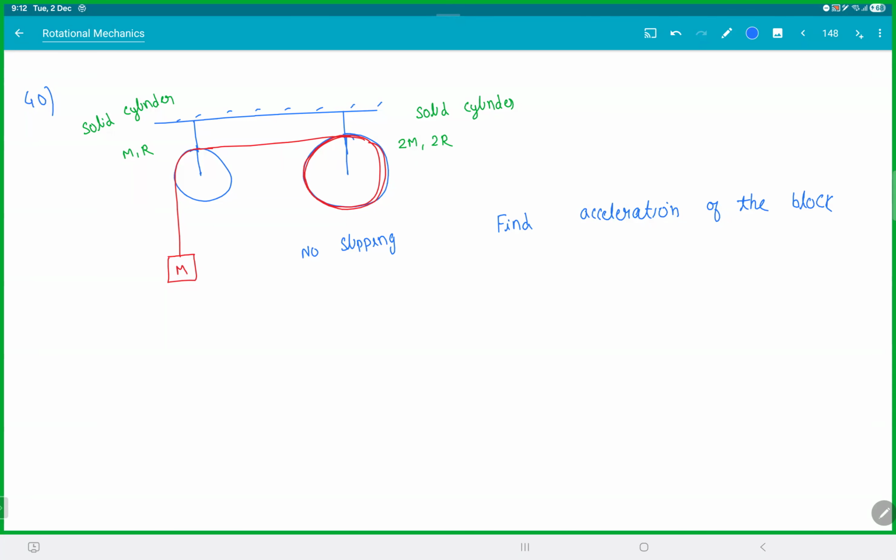Here you can't use a shortcut. Go back to the process. Choose your FBD. So there are 3 FBDs you have to draw: 2 pulleys and 1 block. Assign accelerations. Find the relation between them. Write torque equation for the pulleys and write force equation for the block. Solve. The process which I gave you works for everything. Shortcuts are only for certain models. That's what I'm saying. You should always be thorough with your standard method.